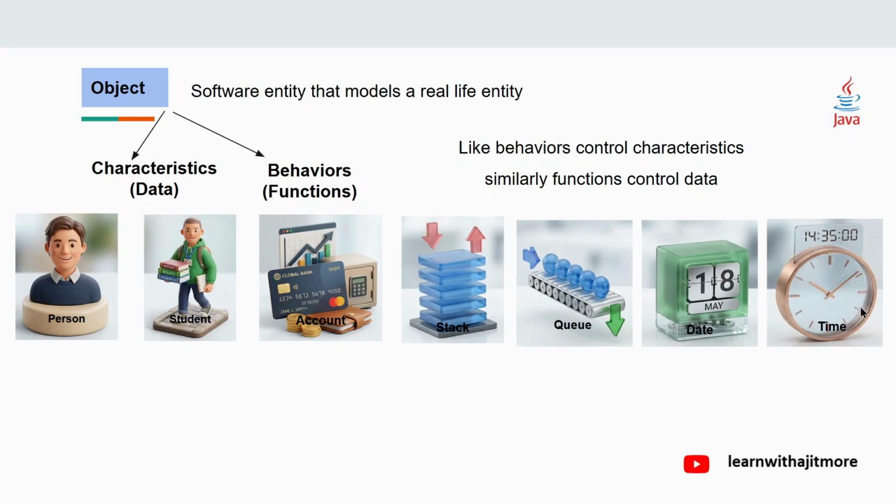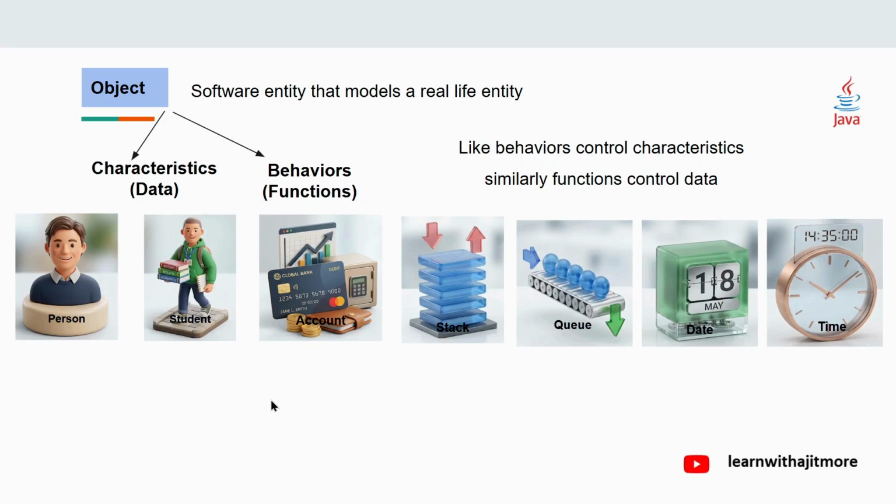Okay. But if I take a clock, this is representing time: hours part, minutes part, seconds part. Sometimes you have a millisecond part also. So that is the characteristic. And the functionality is what? The needles are moving. So what is happening? Seconds are getting added, minutes are getting added, hours are getting added. You can subtract two times. You can add two times. So they are all what? Functions.